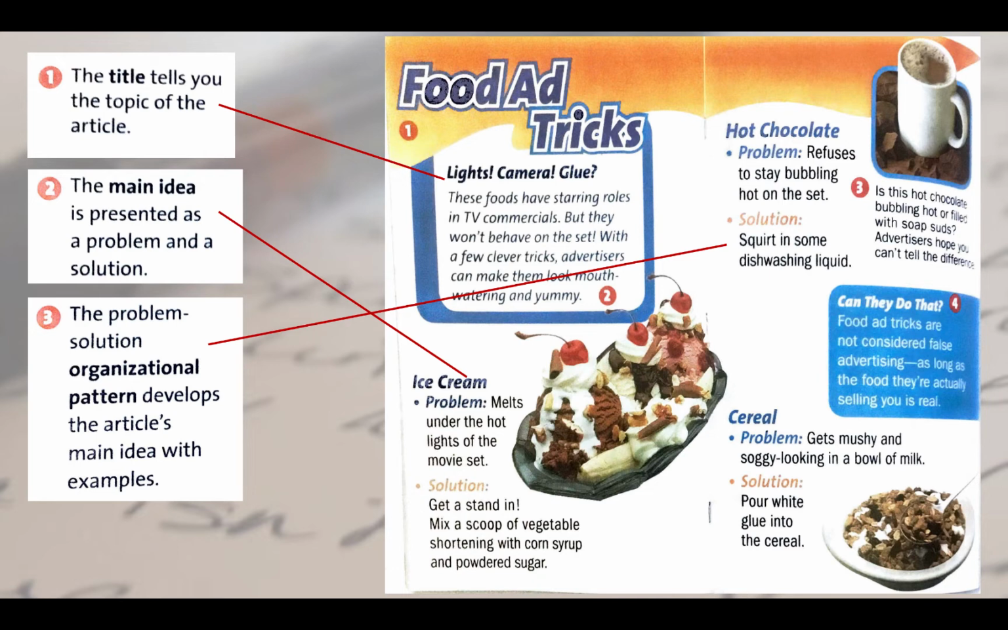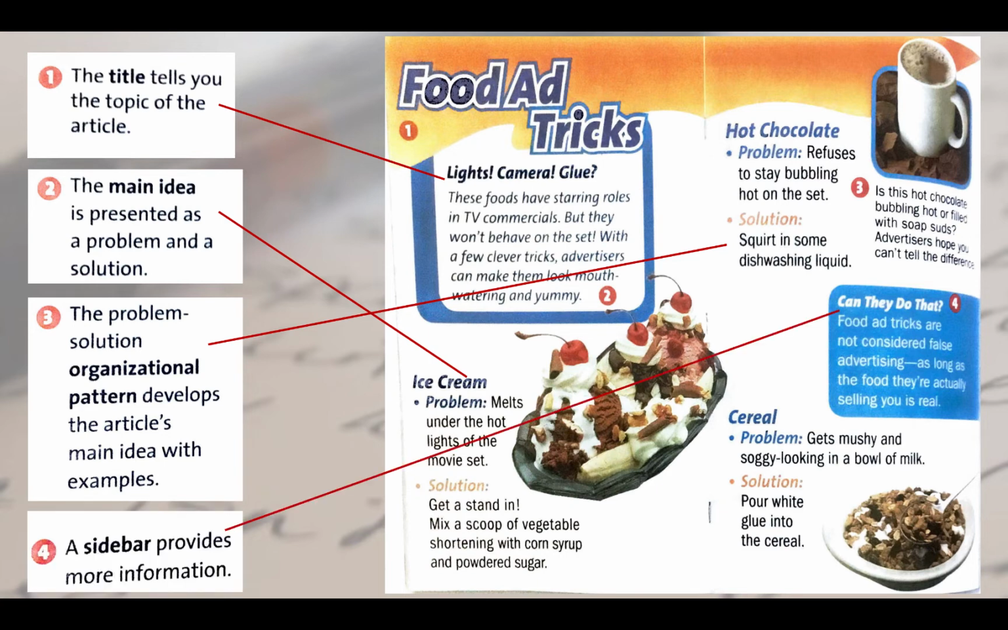What about this one? Cereal. The problem is it gets mushy and soggy looking in a bowl of milk. So the solution? Pour white glue into the cereal. And lastly, we have a sidebar. So a sidebar is this piece here that's set off from the rest of the article. It's usually used to emphasize a specific point, but it's always set apart. Can they do that? Food ad tricks are not considered false advertising as long as the food they're actually selling you is real.